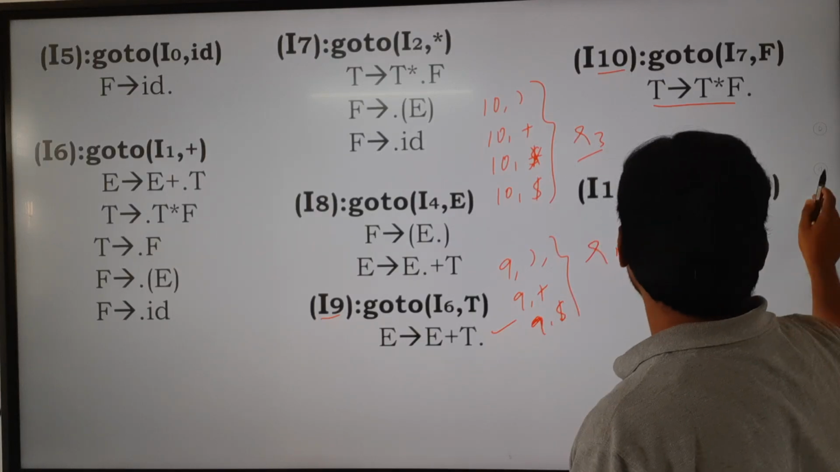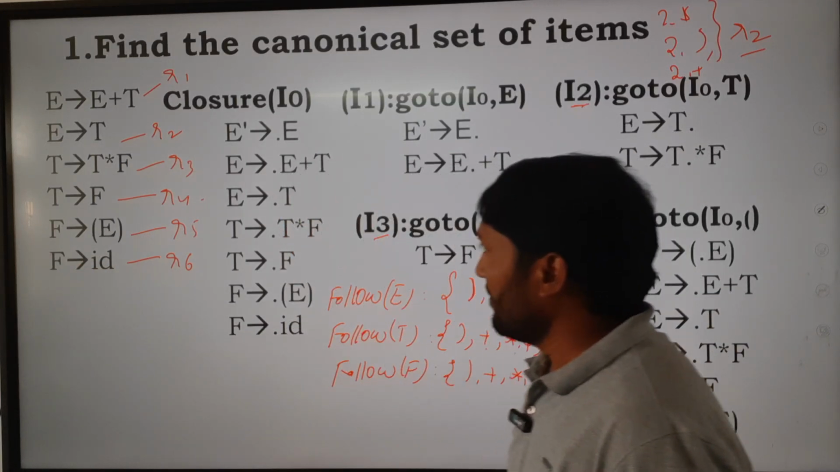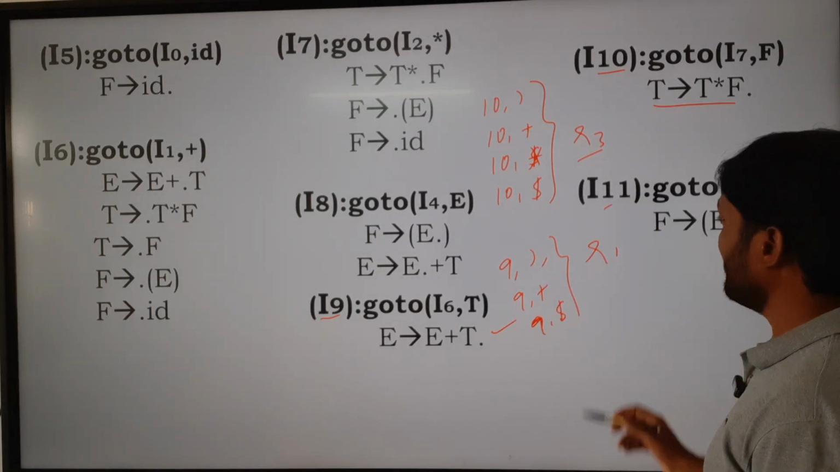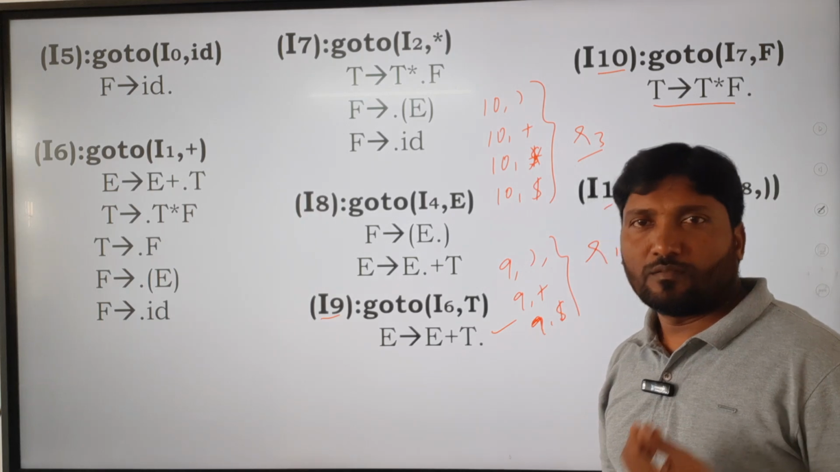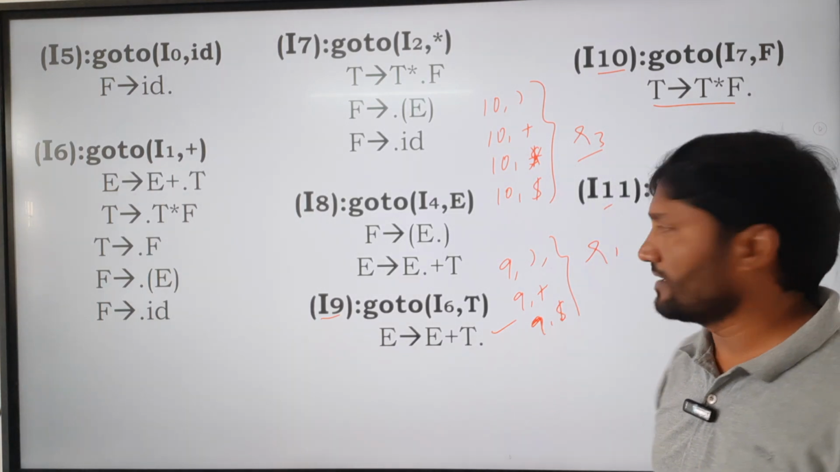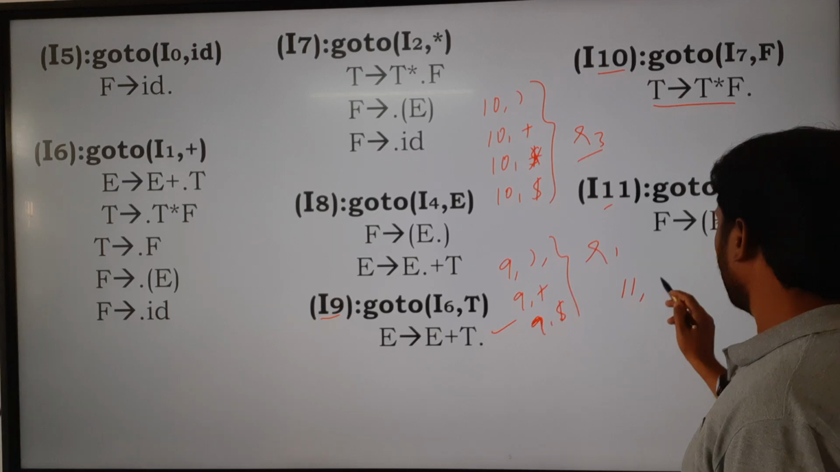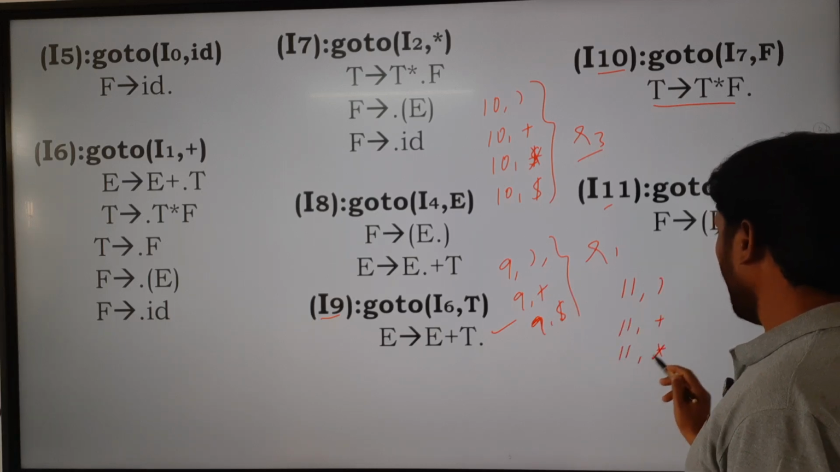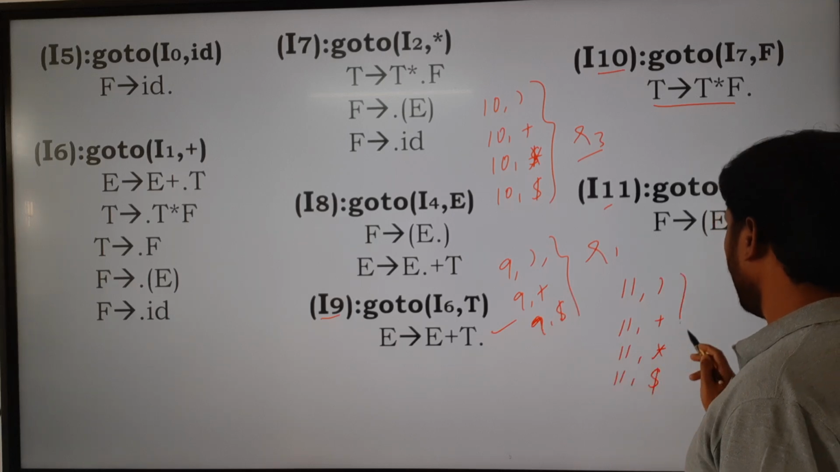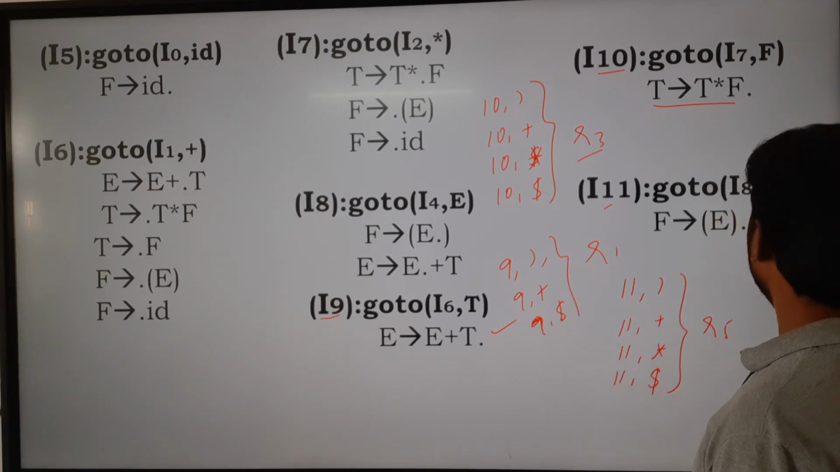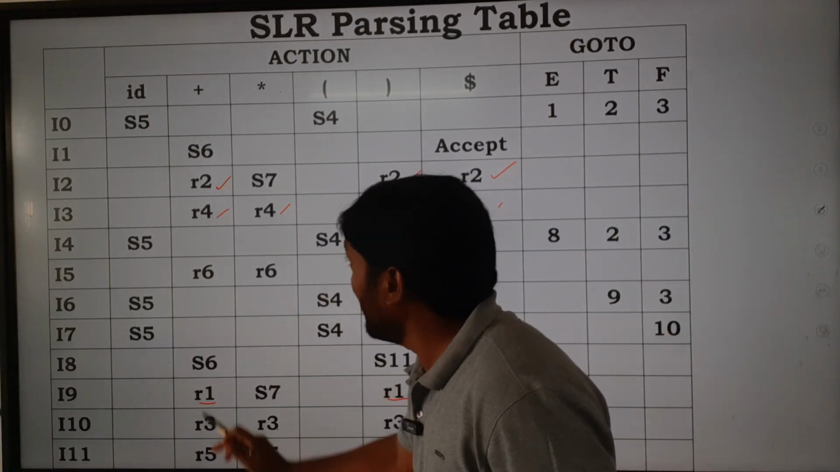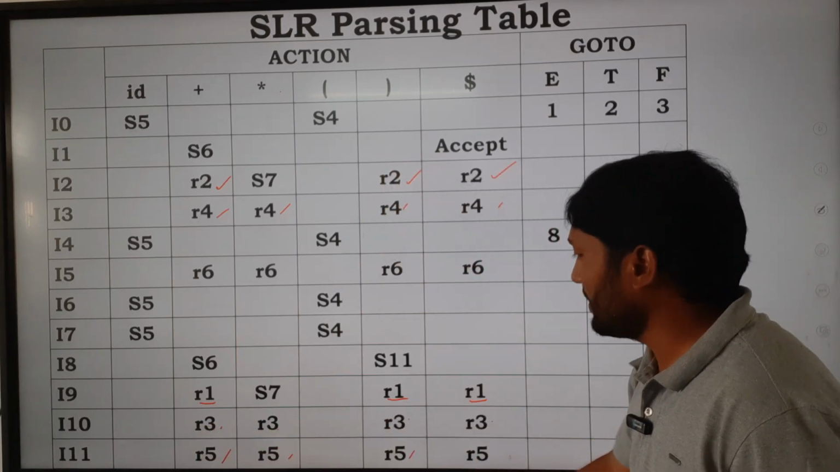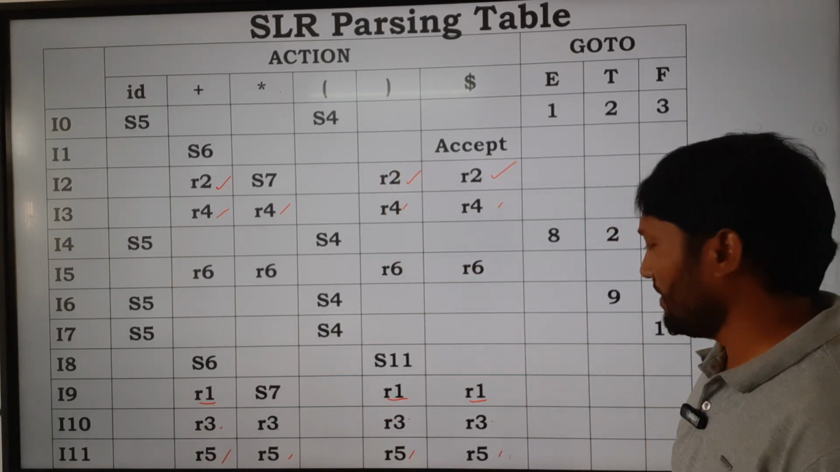Next, come to R5. F derives (E), and it ends in I11. What is the follow of F? You know that: close bracket, plus, star, as well as dollar. So 11 comma close bracket, 11 comma plus, 11 comma star, and 11 comma dollar can be filled with R5. Now look at the table: 11 comma plus R5, 11 comma star R5, 11 comma close bracket R5, and 11 comma dollar R5.